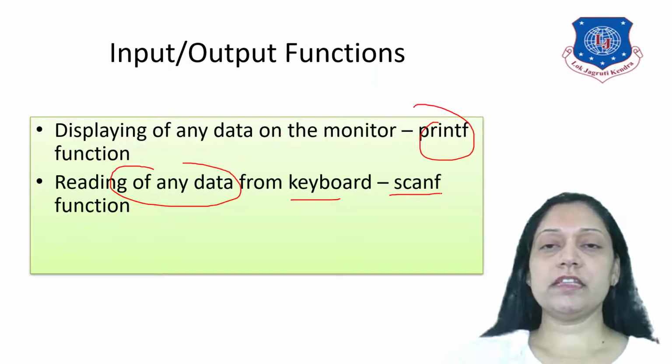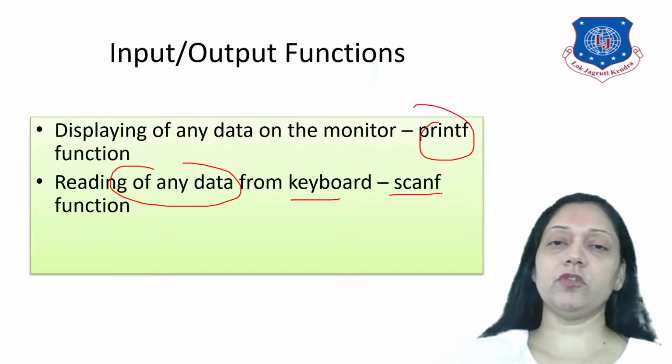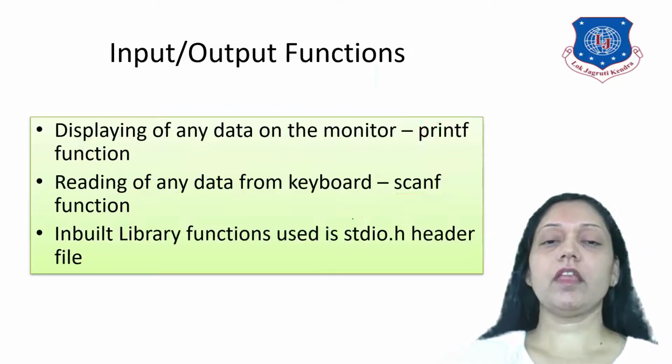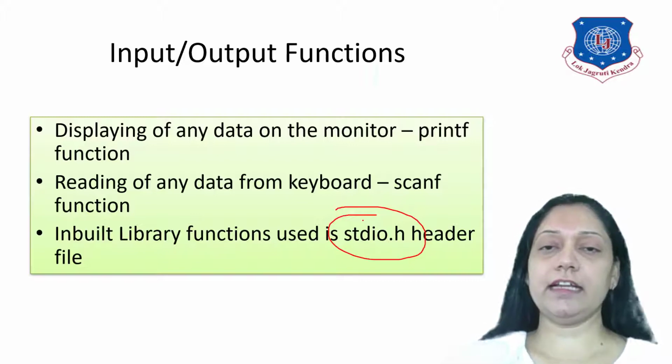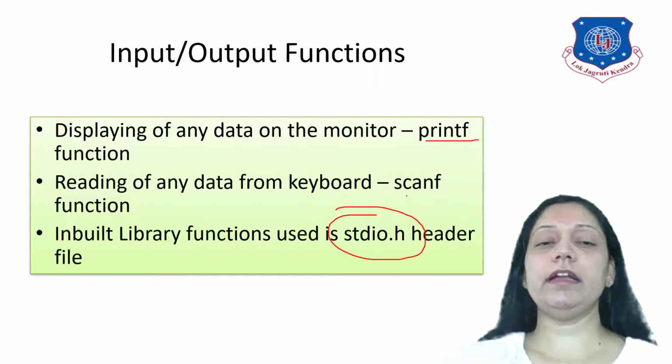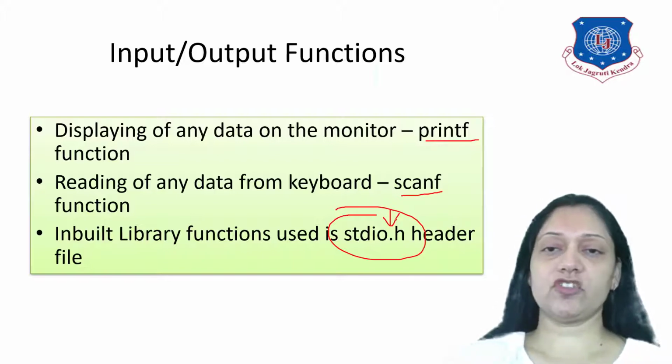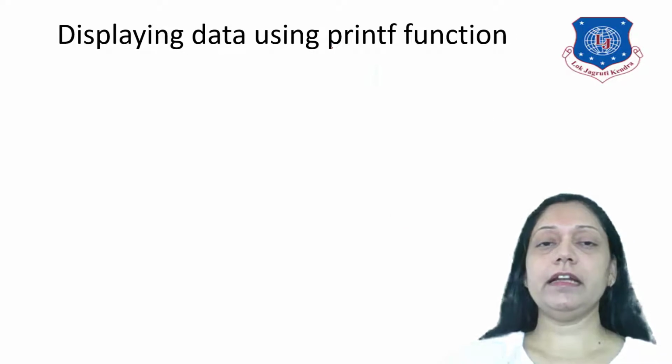So if you are using a C program and you want to print some output or get some input from the keyboard, that can be done through input-output functions. All these functions are available in the stdio.h header file. So whenever you are writing a program where you are going to use either printf or scanf, we need to include this header file, that is stdio.h. So let's start with the printf function.